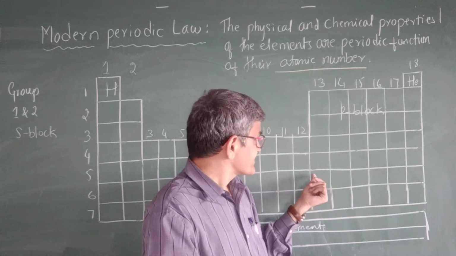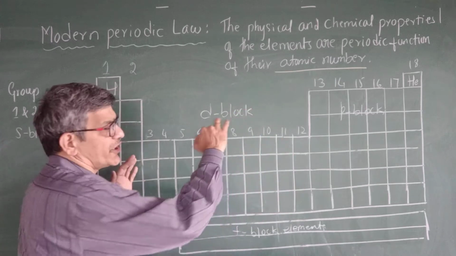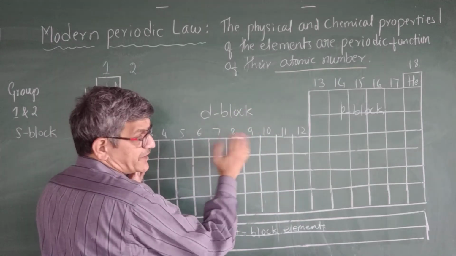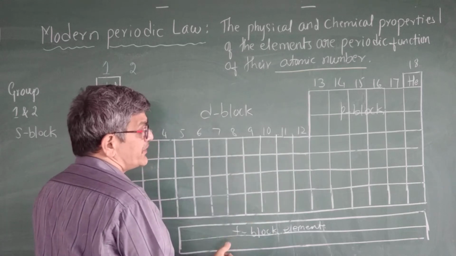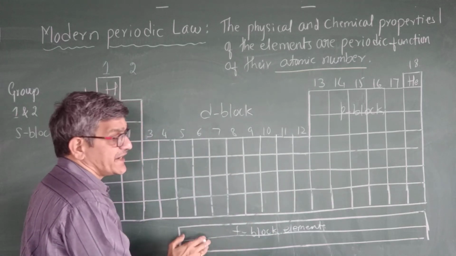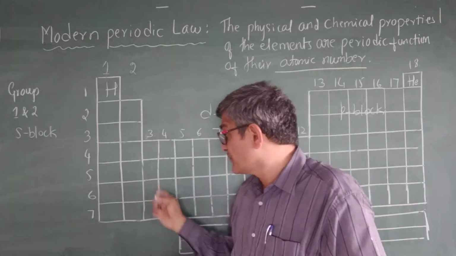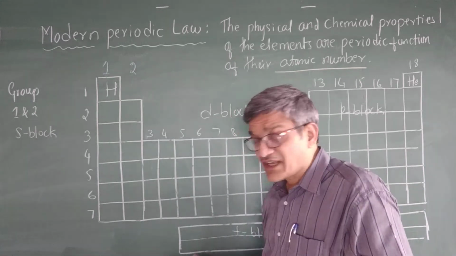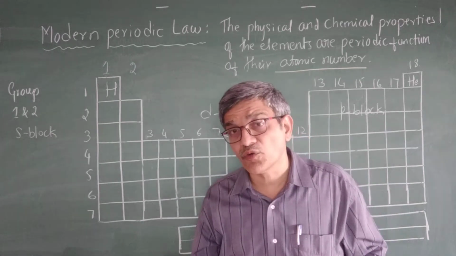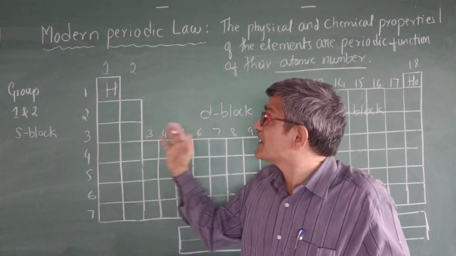Then D block elements, there are 10 because D orbitals accommodate 10 electrons, therefore 10 here. And ultimately last are the lanthanides and actinides. Lanthanides are atomic number 58 to 71. Then actinides are from 90 to 103. So like this, we classify the elements.